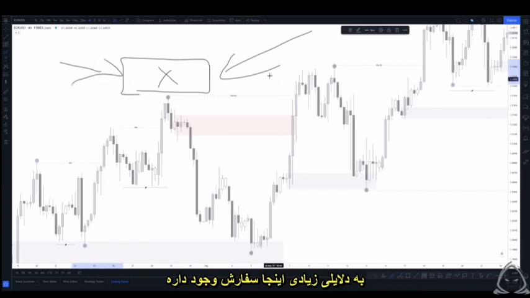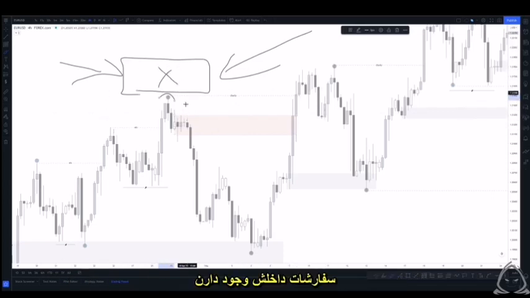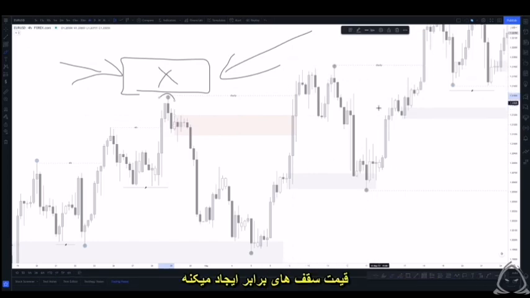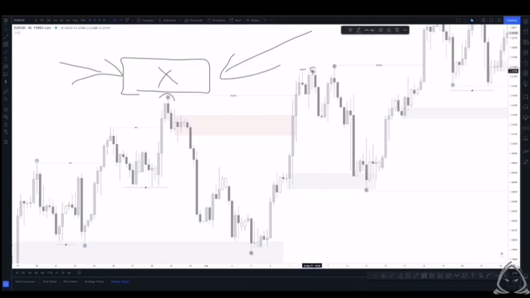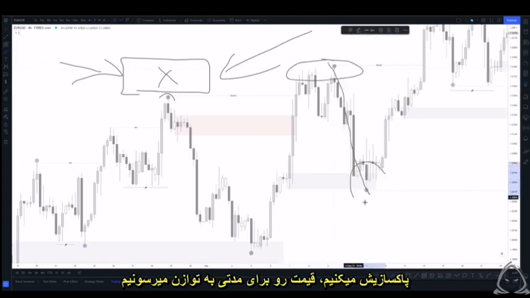Why is this liquidity? Orders exist here for numerous reasons: even price numbers, swing structure, breakout traders, stop losses, you name it, there's orders resting within it. So when we continue, we move to the upside, we absorb all of the orders or the majority of the orders required to rebalance price. Then what ends up happening? Price creates equal highs. If we go in a little bit more granularly, we create a swing high, we sweep it, create another swing high, we sweep it, we've rebalanced price for the moment, we come down, we tap into demand.